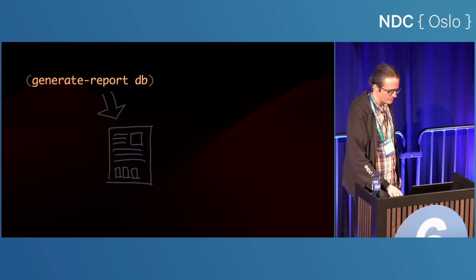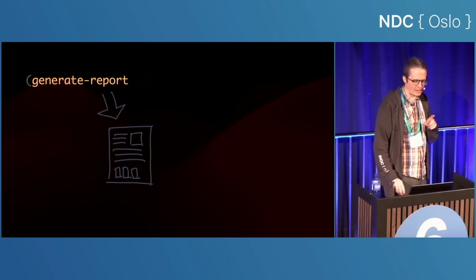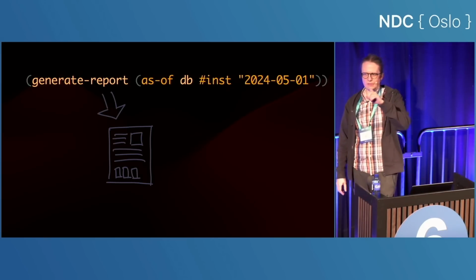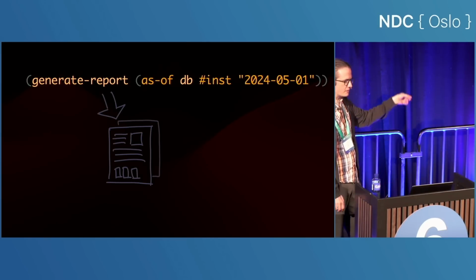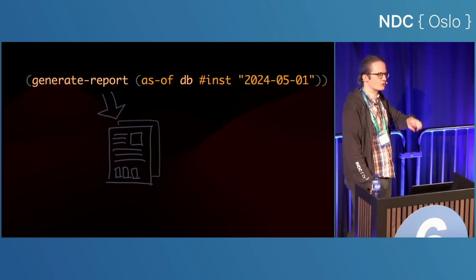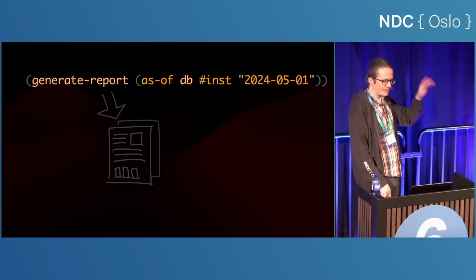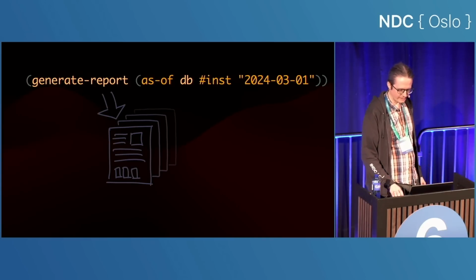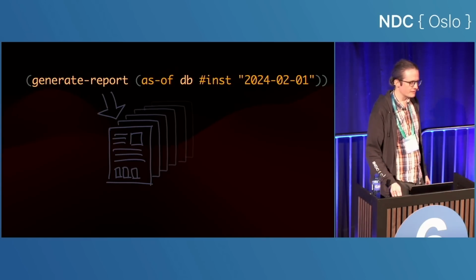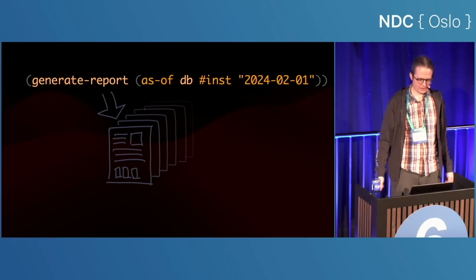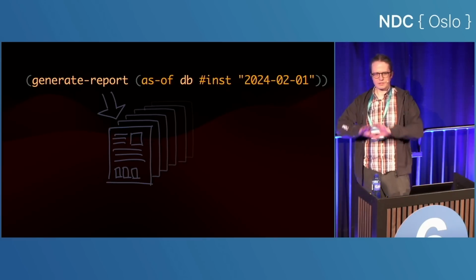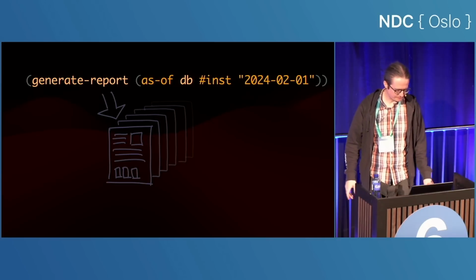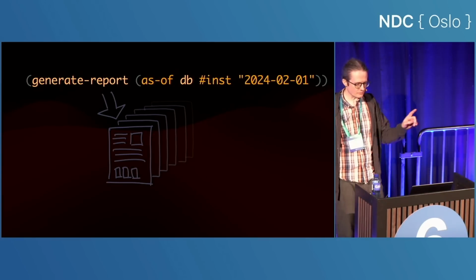So instead of passing in the database, we passed in the database as of the beginning of last month, and we got another report just like the database was at that point in time. And we did it again for the month before that, and again. And in the end, they got a whole year's worth of reports with the entire database. And mind you, the code didn't have to change.